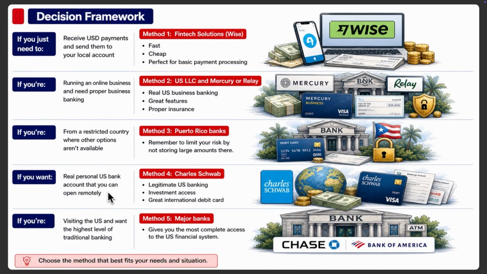If you want a real personal US account that can be opened remotely, method 4 with Charles Schwab is probably the strongest option. And if you are willing to visit the United States and want the fullest access to traditional banking, method 5 with major US banks gives you the most complete setup, including the possibility of building US credit.